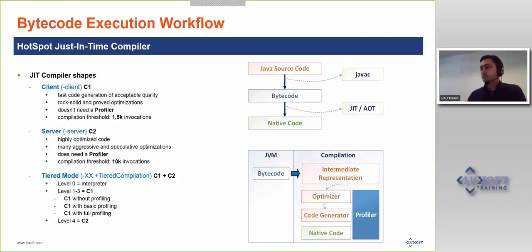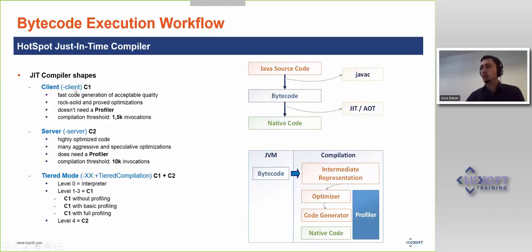In the world of the just-in-time compiler, we have many shapes. The first shape is minus client. It's the client just-in-time compiler, the C1 compiler. The second one is called the server compiler, and we have a mixed mode, which is called the tiered compiler. So let's see what each of them is used for and what the advantages or disadvantages of each are.